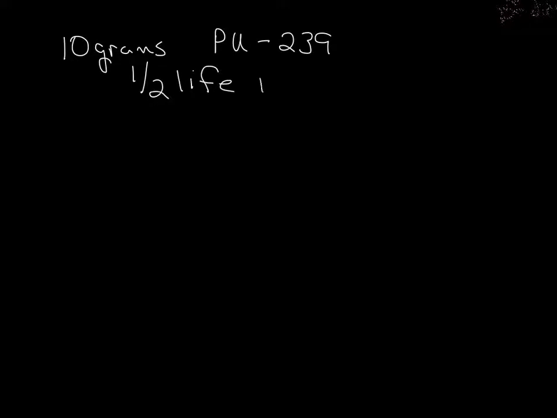All right, so suppose we have 10 grams of plutonium. And it's an isotope. Yes, it is chemistry. This is 239. And its half-life is 24,360 years. But the Earth is only 6,000. Okay. So, we want to know how long is it going to take to decay to 1 gram?